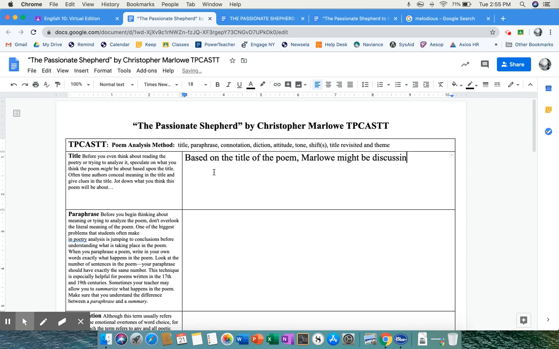Again, I don't need paragraphs here. I just need really thoughtful sentences, 1 or 2 sentences for each. So that's title. You just jot down what you think the poem is going to be about. Use the title only to find clues.